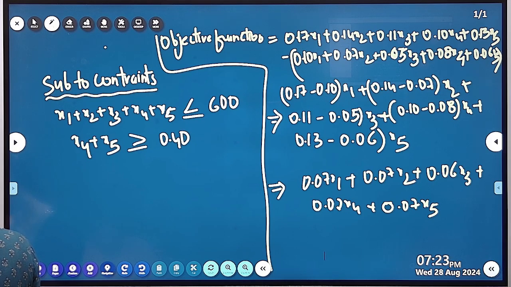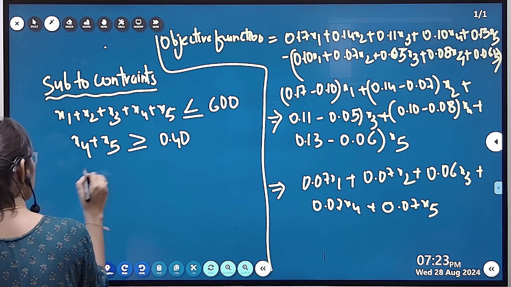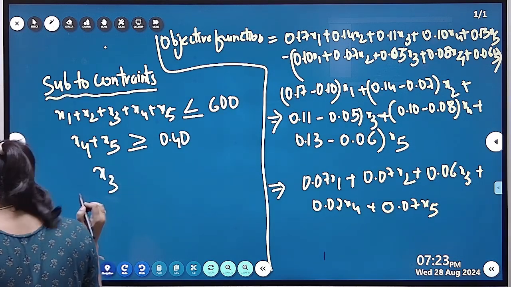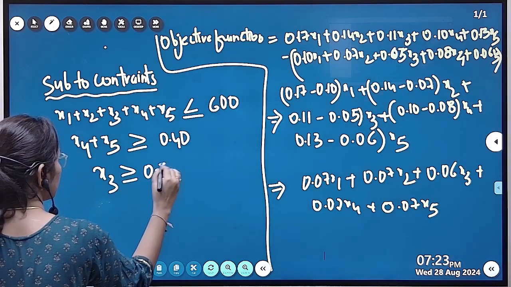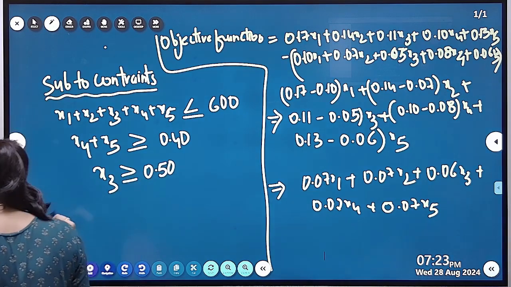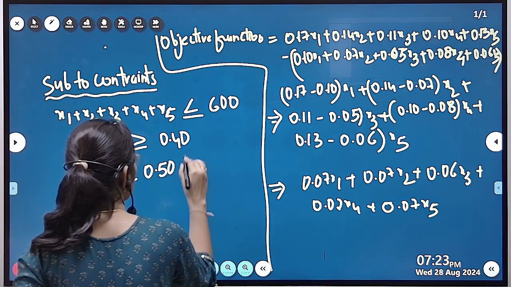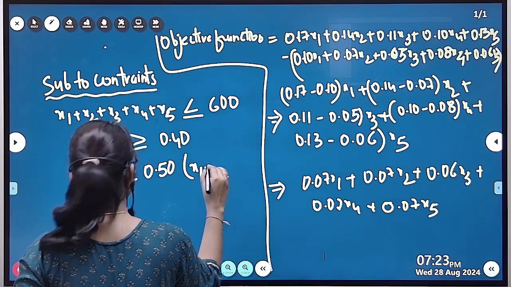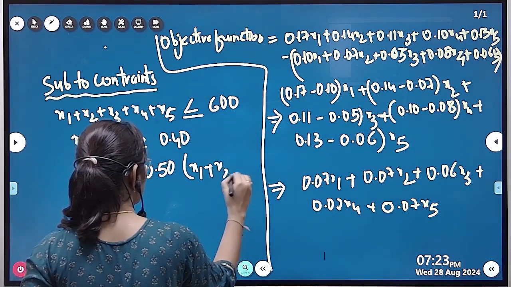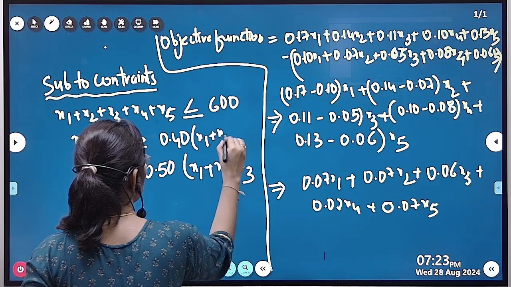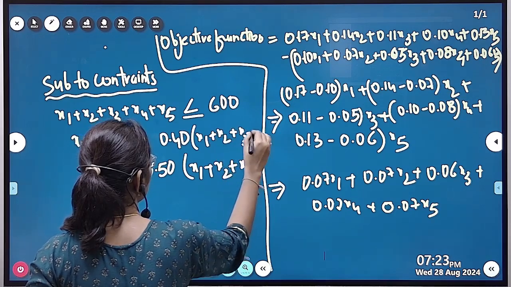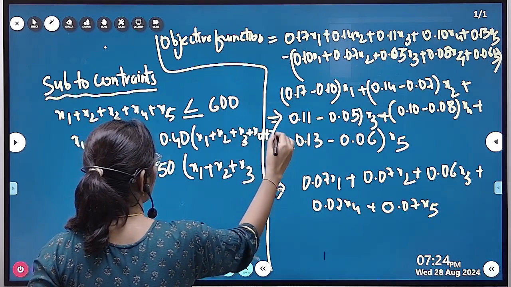50%. Housing: the funds allocated to housing must be at least 50%. What is the housing? X3, right? X3. At least 50%, but it may be more than this. Okay? More than what? It may be more than of X1, X2 and X3. Here also, X1, X2, X3, X4 and X5.